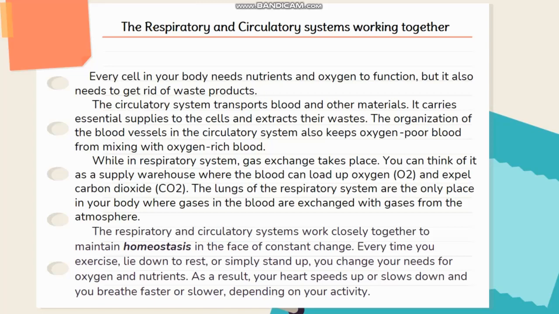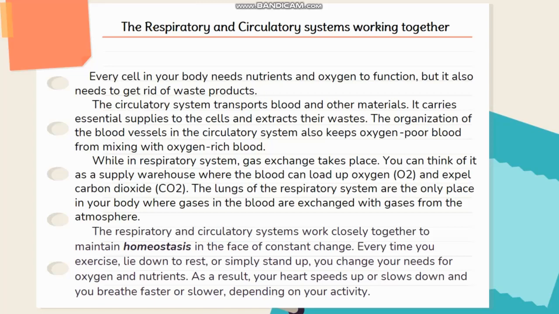While in the respiratory system, gas exchange takes place. You can think of it as a supply warehouse where the blood can load up oxygen and expel carbon dioxide. The lungs of the respiratory system are the only place in our body where gases in the blood are exchanged with gases from the atmosphere.